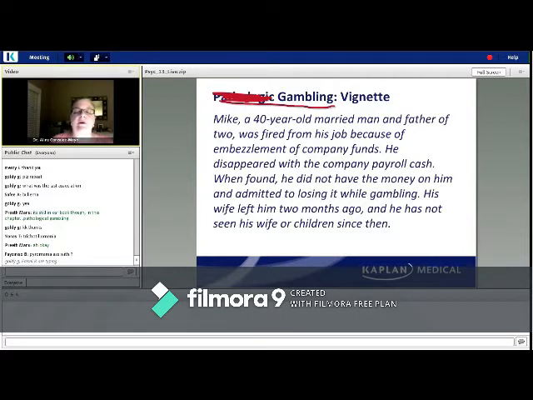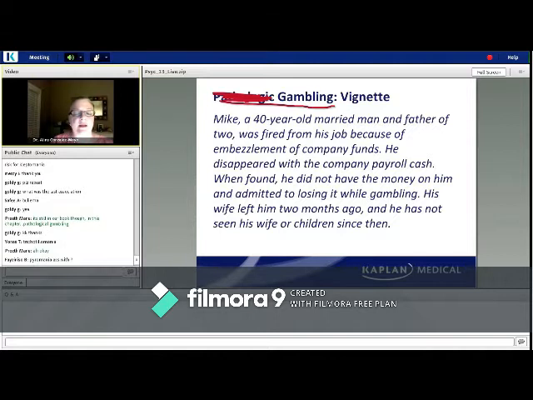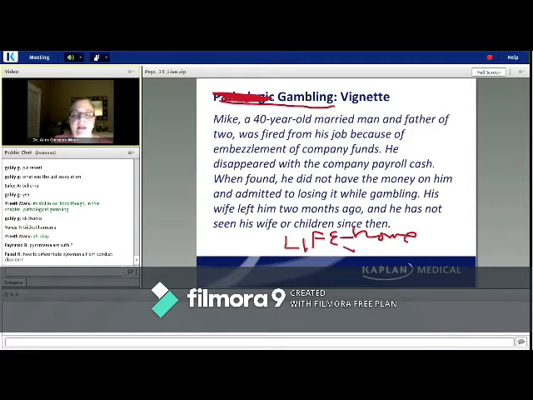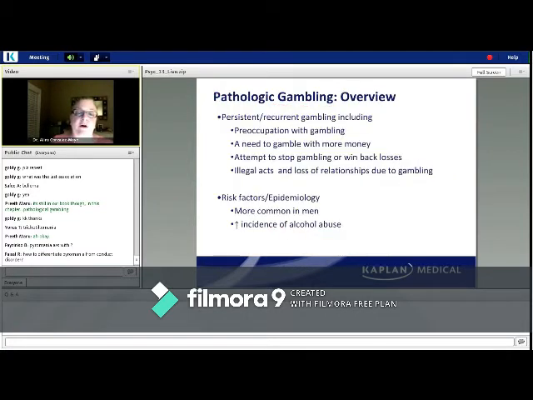Mike, a 40-year-old married man and father of 2, was fired from his job because of embezzlement of company funds. He disappeared with the company payroll cash. When found, he did not have the money on him and admitted to losing it while gambling. His wife left him 2 months ago, and he has not seen his wife or children since. So here we have an individual whose life is taken over by the gambling, right? His home life, his work life, his social life, and you keep gambling. So that's what the pathological gambler used to be called, which is now just called gambling disorder.